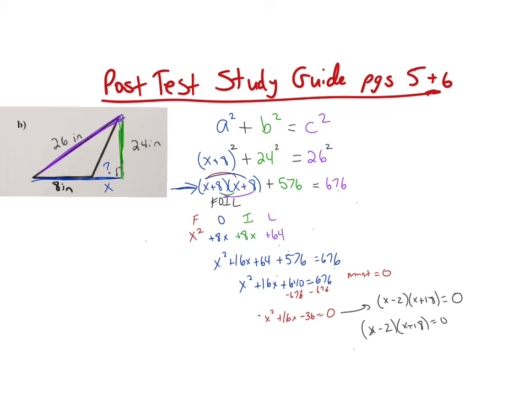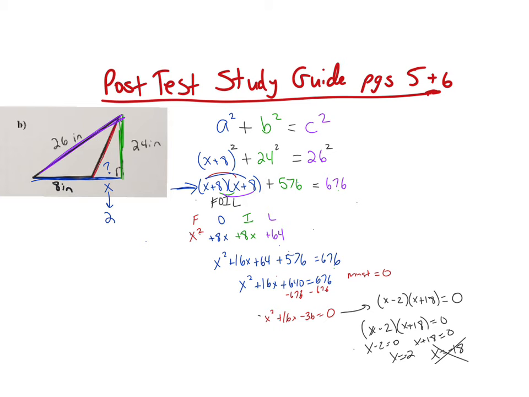So math-wise, what we're doing here is I have to set each parentheses equal to 0. So I said x minus 2 equals 0, x plus 18 equals 0. So then x is either positive 2 or x is negative 18. X is negative 18 is not possible. So this guy has to be 2.